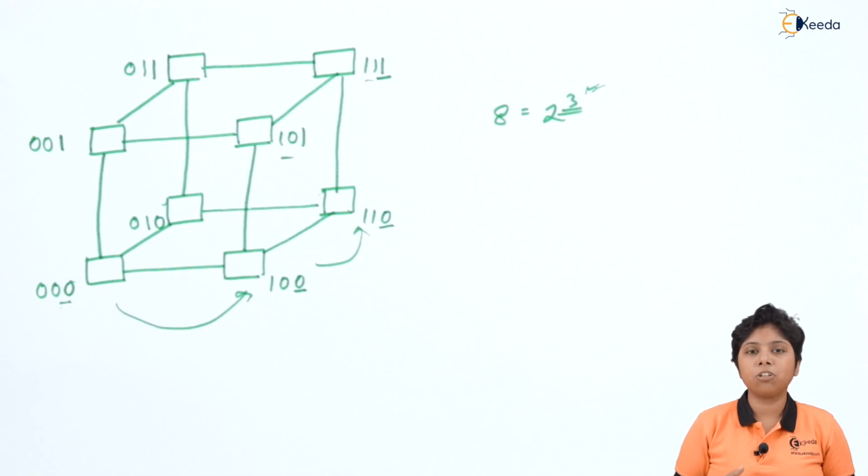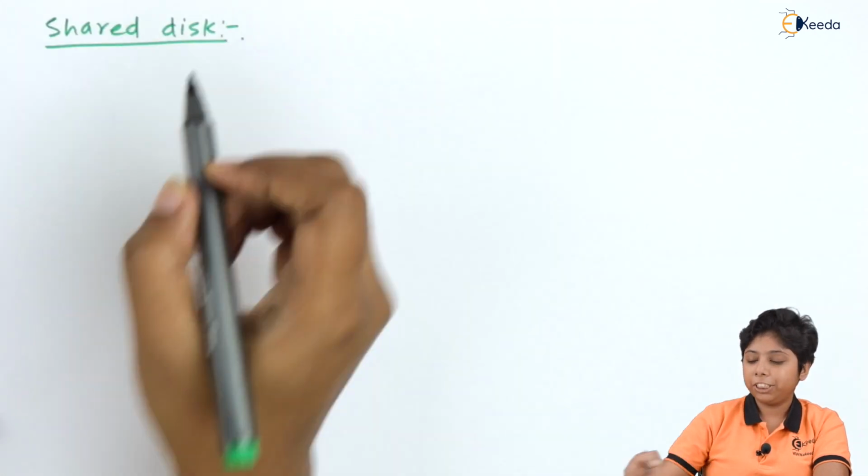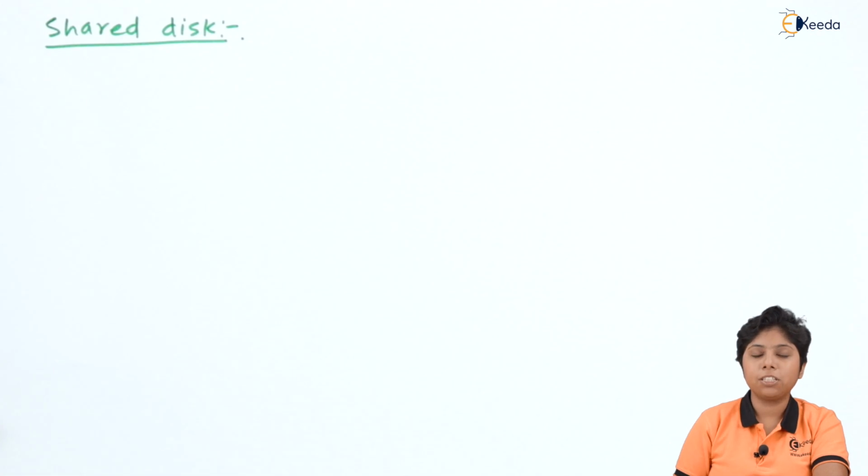So based on this architecture, there are 4 types of parallel databases. One is shared memory, shared disk, shared nothing, and hybrid architecture. We will discuss each of these architectures now. First we will discuss the shared disk architecture. The shared disk architecture contains all the information, where the disks are shared between the processors.